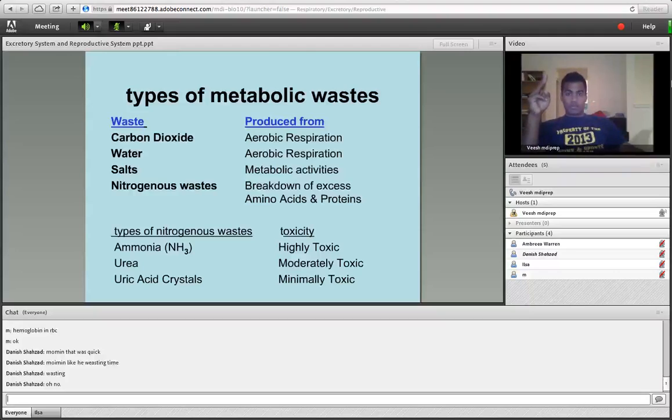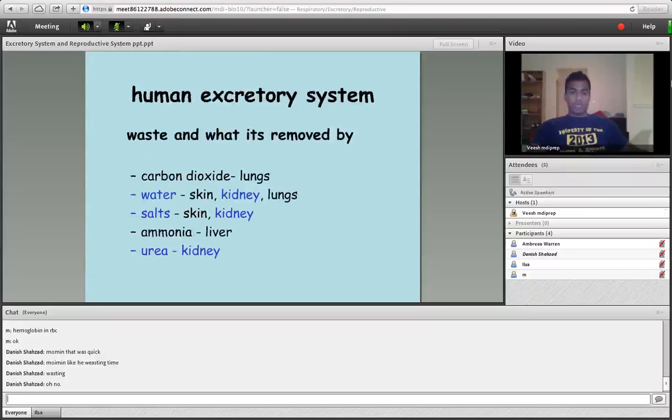Salts are a waste product of metabolic activity. And the nitrogenous wastes, those are breakdown of excessive amino acids and proteins. There's a few different types of nitrogenous waste: ammonia, urea, and uric acid crystals. And they're all pretty toxic, and we're trying to expel them out of our body through our excretory system.